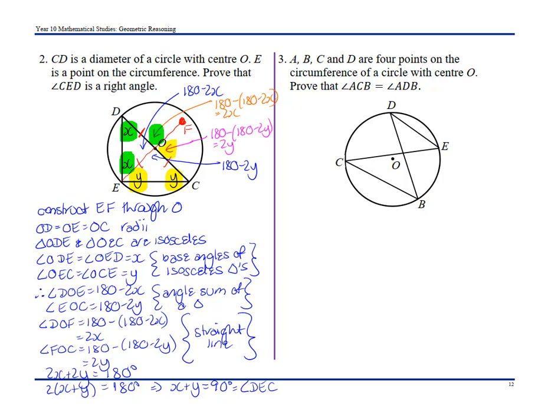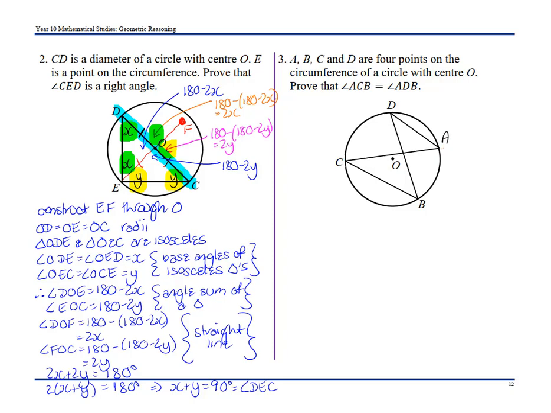The only bit that I got up to was down the bottom, which is that 2x plus 2y is 180 degrees because you have this straight line through DC. So that's a diameter. So that means 2 lots of x plus y has to be 180 degrees, or x plus y is 90 degrees, which is your angle DEC.